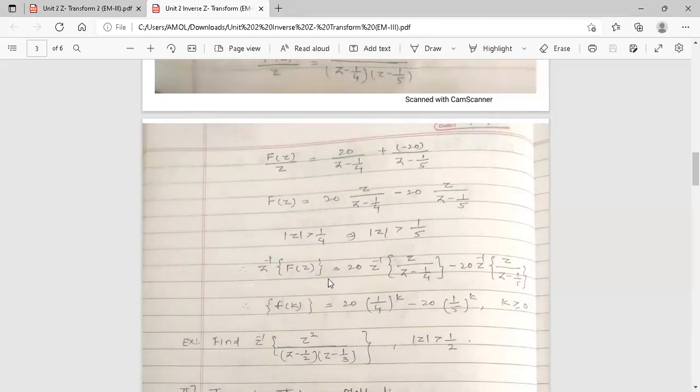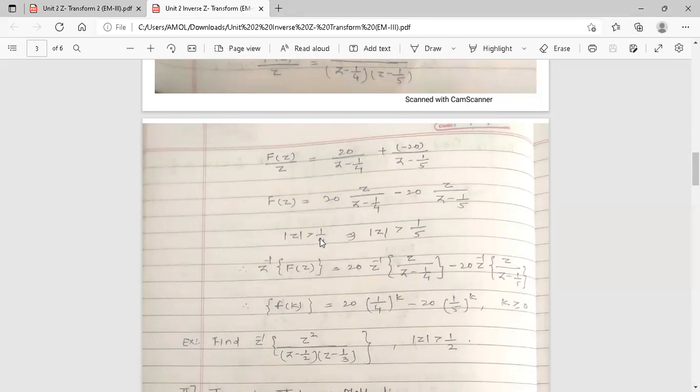So the inverse z transform of f of z is equal to 20 into the inverse z transform of z upon z minus 1 by 4, minus 20 into the inverse z transform of z upon z minus 1 by 5. The inverse z transform of z upon z minus a, when mod z is greater than mod a, is a raised to k for k greater than or equal to 0. In place of a, there is 1 by 4 in the first term and 1 by 5 in the second term. The answer is 20 into 1 by 4 raised to k minus 20 into 1 by 5 raised to k. The condition is k greater than or equal to 0.